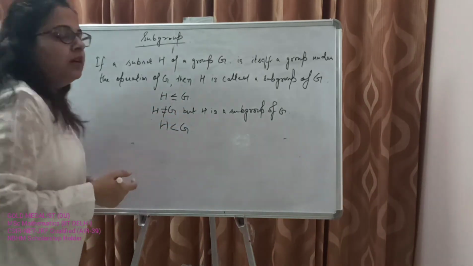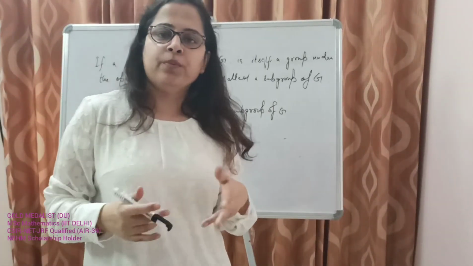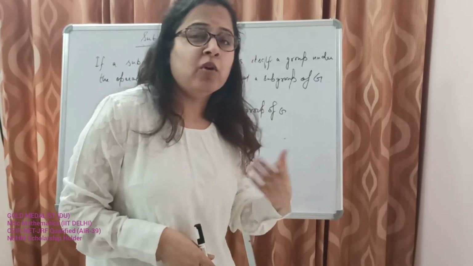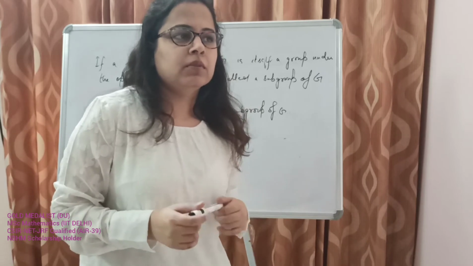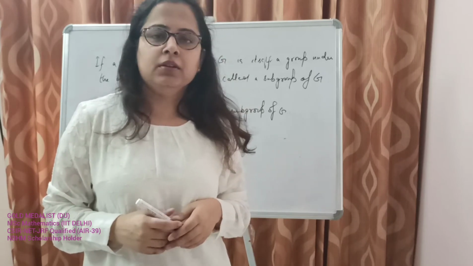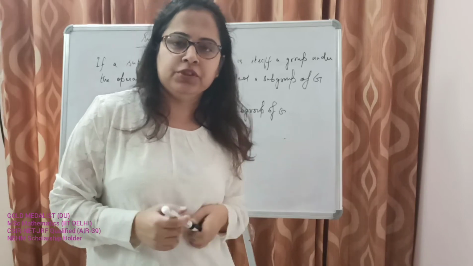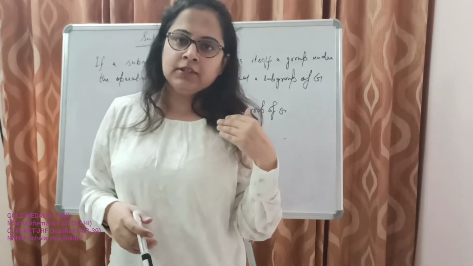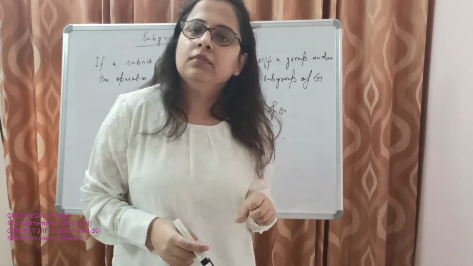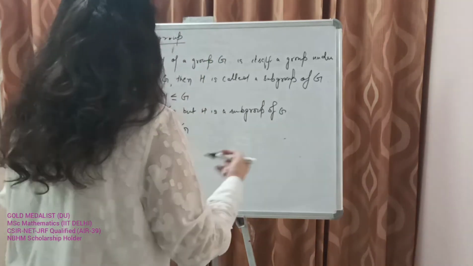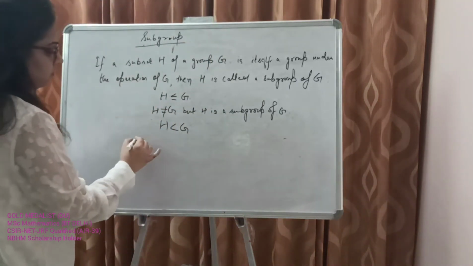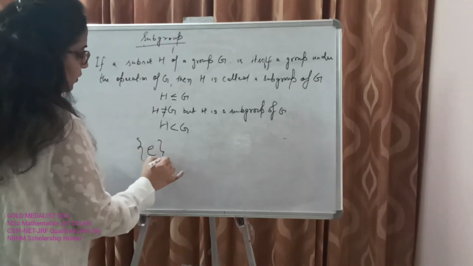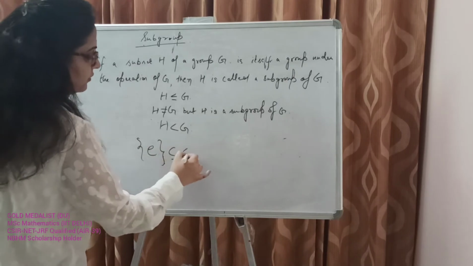Now the most trivial subgroup, can you think of the most trivial subgroup of a group G? I mean the smallest subset of a group G which you think can be a subgroup. We know that if a set has to be a group, it has to be non-empty and it has to have the identity. Let's start with this subset. This is a subset of G, right?